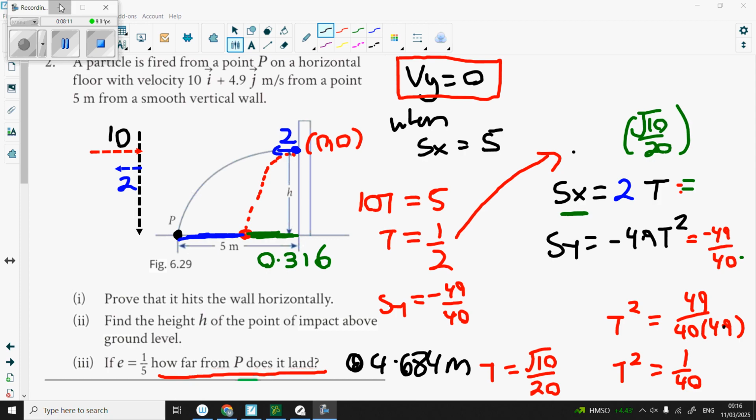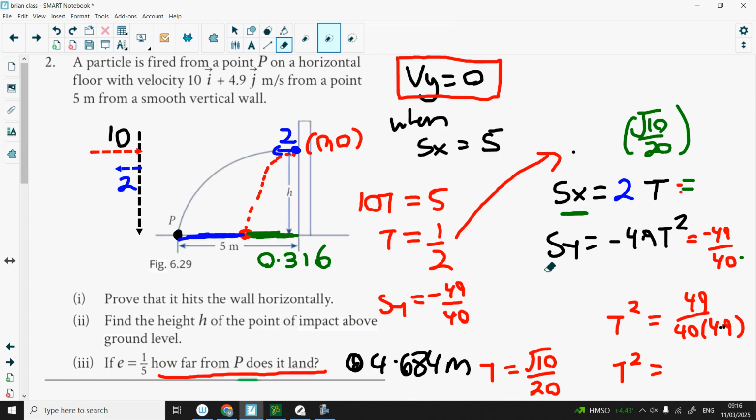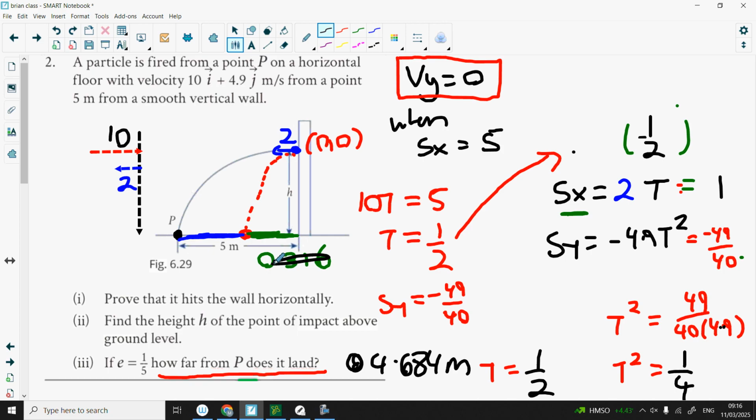Just a small error here, guys. It's 49 divided by 4.9 over 40, which we then figured out the answer was 1 over 4, yeah? And 1 over 4, square root that, and we get a half, don't we? And then a half is our time that we enter into Sx to find the green distance. So it's 2 times a half, which is 1. So this isn't actually 0.316 meters, it's 1 meter.